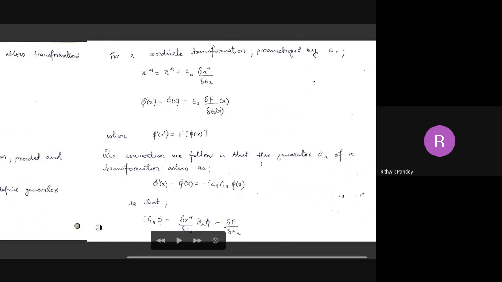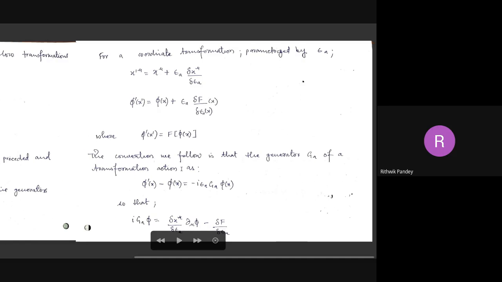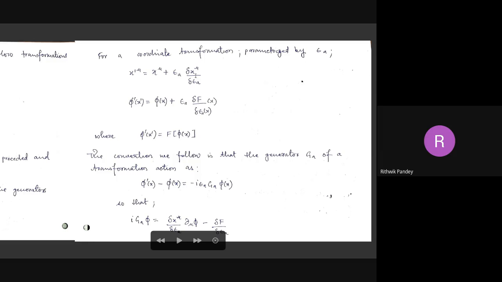The convention we follow is that the generator G_a of a transformation is defined in the following way: phi prime x minus phi x is equal to minus i epsilon a G_a phi x. So from the above two equations, we can see that the generator can be written as G_a phi is equal to i del x mu by del epsilon a del mu phi, where the functional derivative is related to epsilon a. So this is a general definition of a generator of a transformation. This can be used for anything. So using this definition, we are going to derive the generators of the conformal transformations we have written down before.